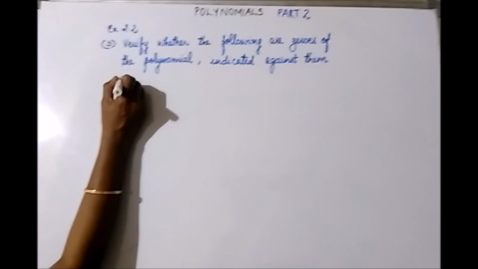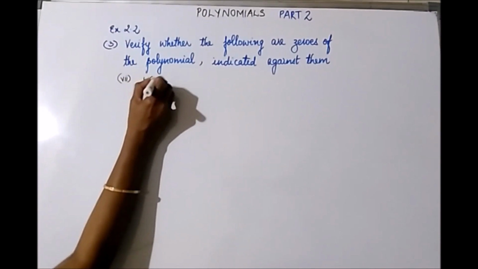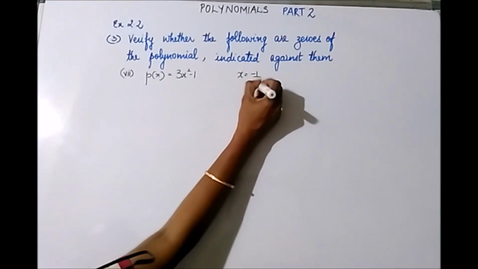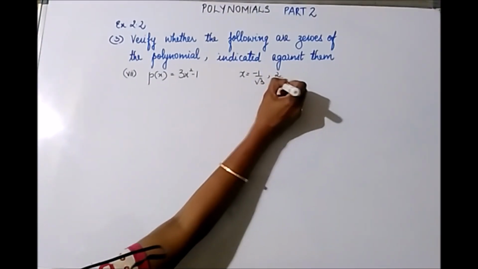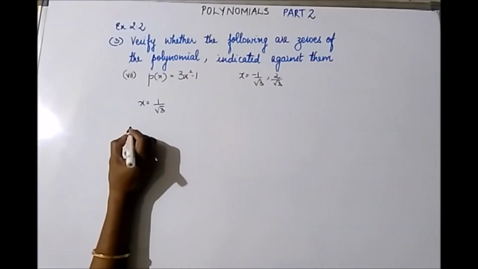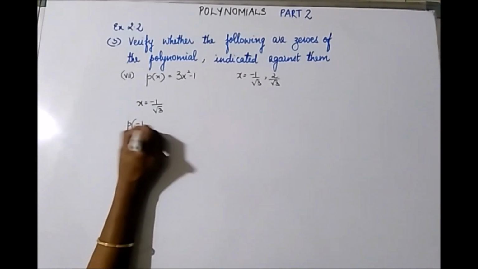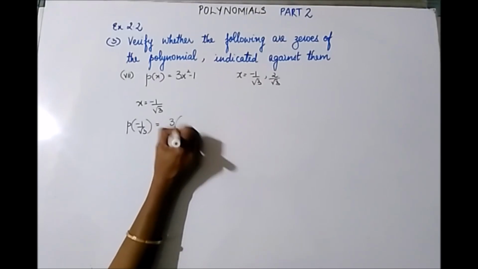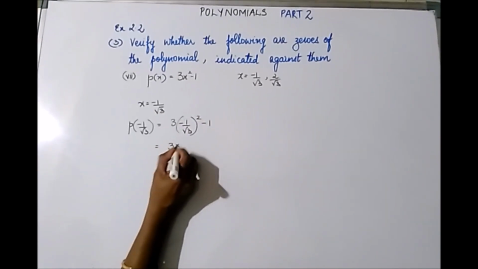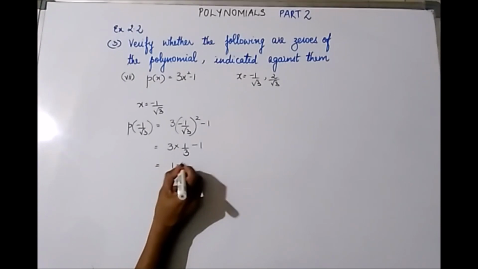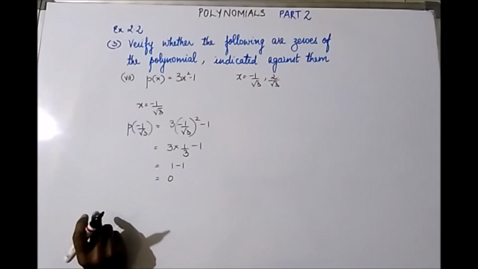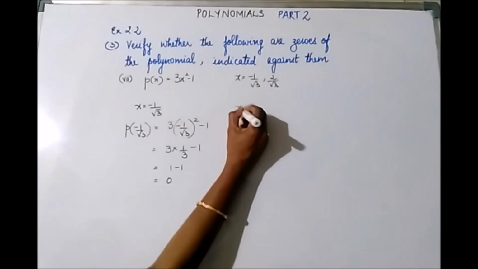Now let us do question number 7. Here the given polynomial is 3x square minus 1 and it is given x equal to minus 1 by root 3 and 2 by root 3. Let us take the first case where x equal to minus 1 by root 3. In place of x we will write minus 1 by root 3. Into minus 1 by root 3 the whole square minus 1. This will give me 3 into 1 by 3, that is equal to 1 minus 1, that is equal to 0. Since the value of the polynomial is equal to 0, minus 1 by root 3 is the 0 of the given polynomial. Let us check for x equal to 2 by root 3.